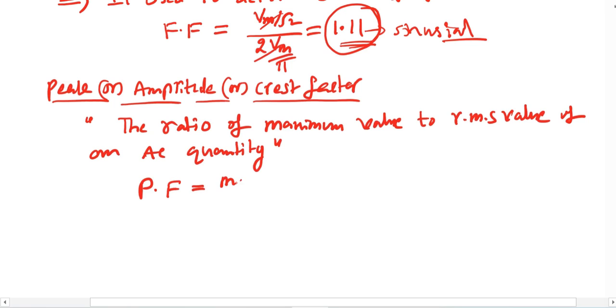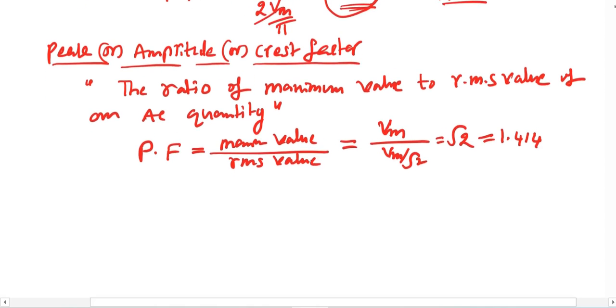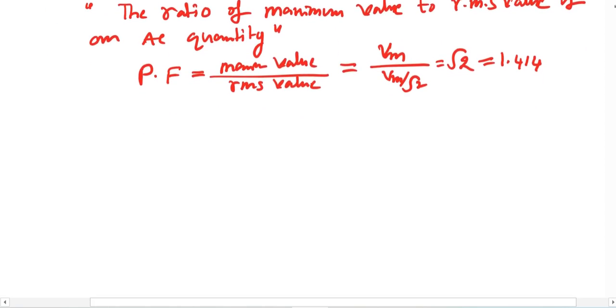So the peak factor is the maximum value by the RMS value. If you take the sinusoidal signal, what is the maximum value? Vm. And what is the RMS value for a sinusoidal signal? You are getting Vm by root 2. So you are getting root 2, which is 1.414. This is the value of the peak factor, or amplitude factor, or crest factor for your sinusoidal signal.